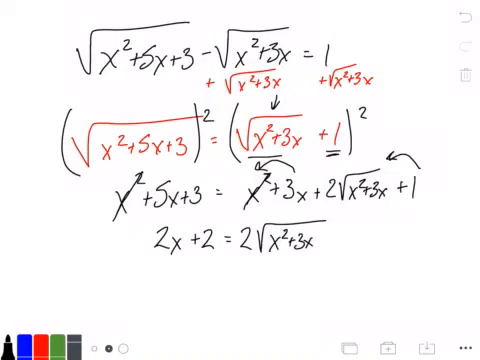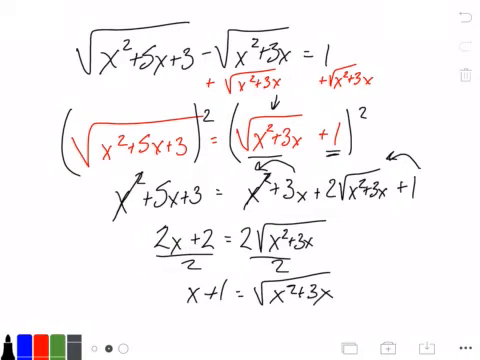Here again, you just keep simplifying it. In this case, I need to go ahead and divide both sides by 2. The 2's cancel, and I'm going to get x plus 1 on this side equals the square root of x squared plus 3x. And probably from here, you guys can figure out what to do. I need to go ahead and square both sides. And when you do that, you're going to simplify it all out. I'm running out of screen space here.